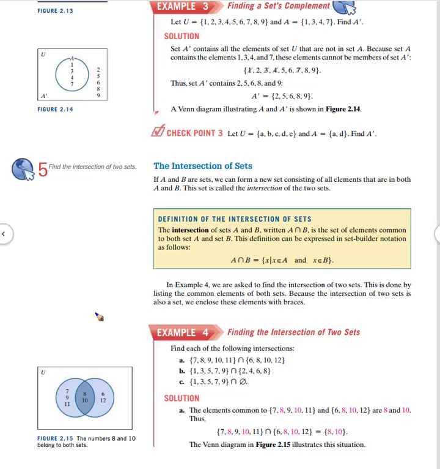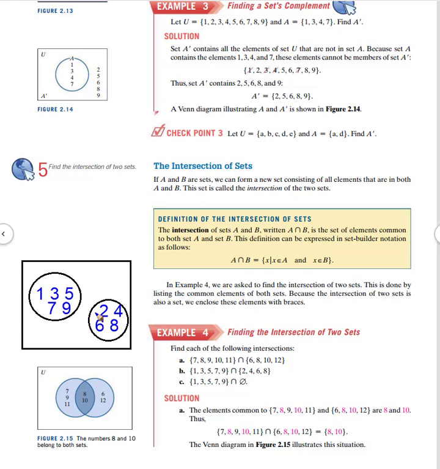Look at B. One set has 1, 3, 5, 7, 9. The other has 2, 4, 6, 8. Where do they intersect? Where do they overlap? Look at the Venn diagram. There is no overlap. There are no elements in this set that are in this set. It means if we call this set X and this set Y, then the intersection of X and Y is the null set. There are no elements that are in both of those sets.